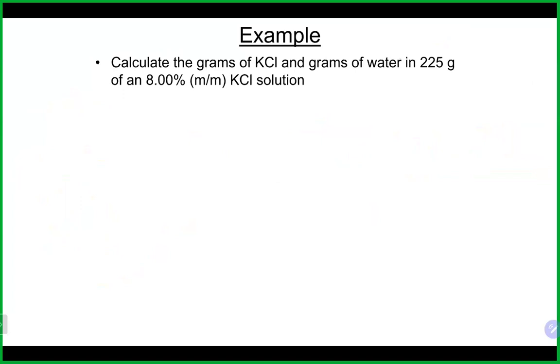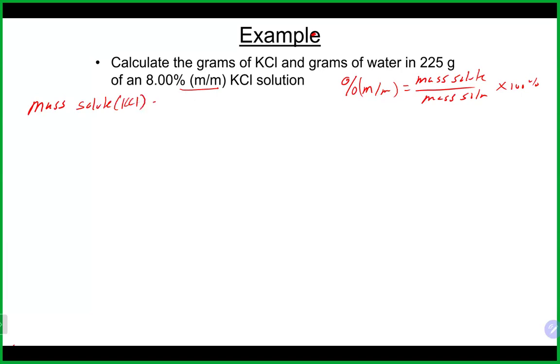Calculate the grams of KCl and the grams of water in 225 grams of an 8% mass to mass KCl solution. Okay, let's take a look. So obviously we're dealing with percent mass to mass. We have our formula here: the mass of our solute divided by the mass of our solution times 100%. In this case, we are looking for the grams of KCl, so we're looking for the mass of the solute. I know that's the solute because it is the name of the solution.